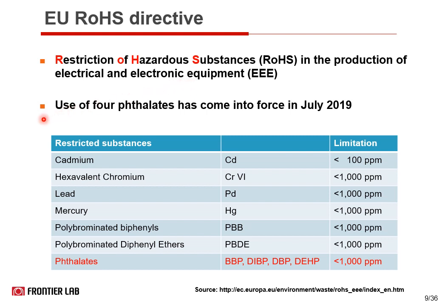The use of 4 phthalates has come into force in July 2019. This is a list of restricted substances in the RoHS directive. For phthalates, each phthalate must be below 1000 ppm.